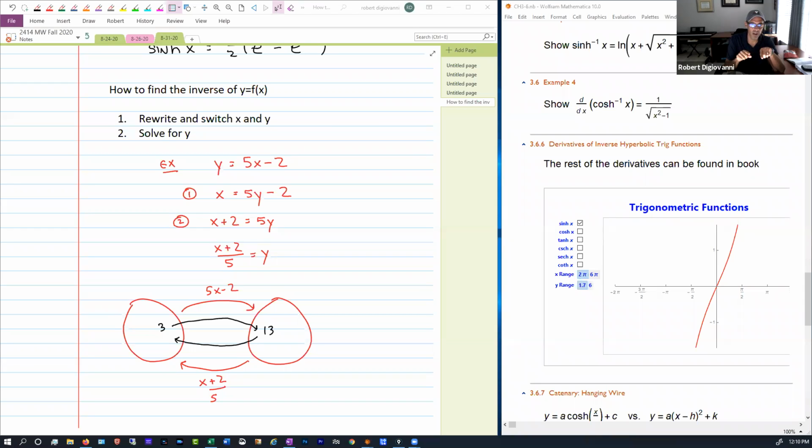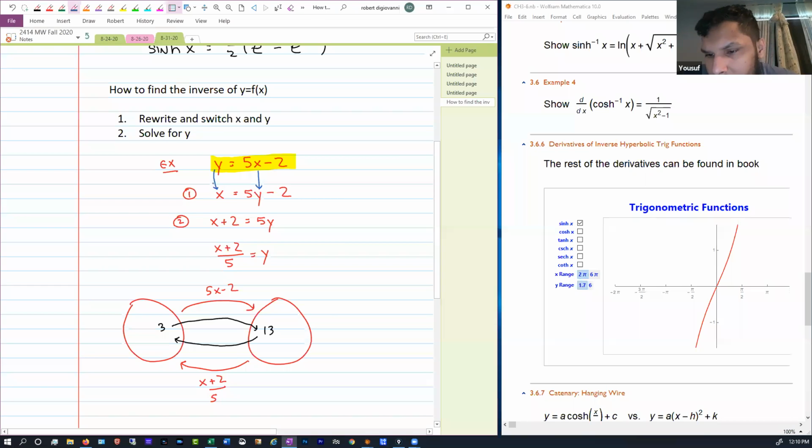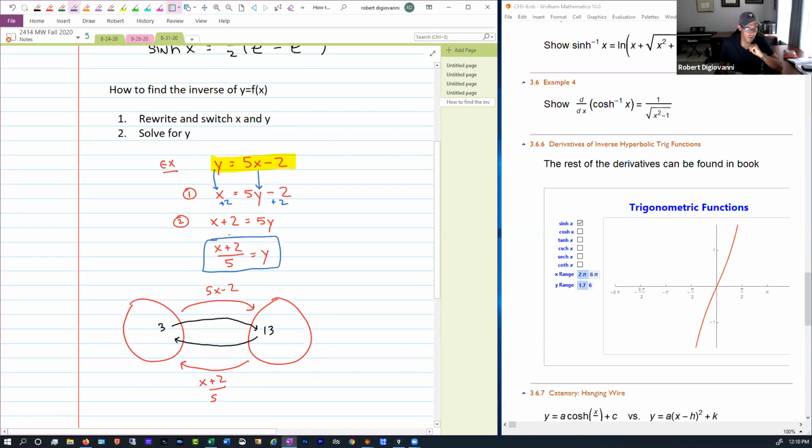And then after you do that, you solve for y. So in this example, here's y equals some function of x, and we want to find the inverse of it. First thing we do is everywhere we see an x, we make it a y, and everywhere we see a y, we make it an x. And then you take that equation and you solve it for y. So algebraically, I just add 2 to both sides, and then I divide both sides by 5, and you get this. And that is the inverse.